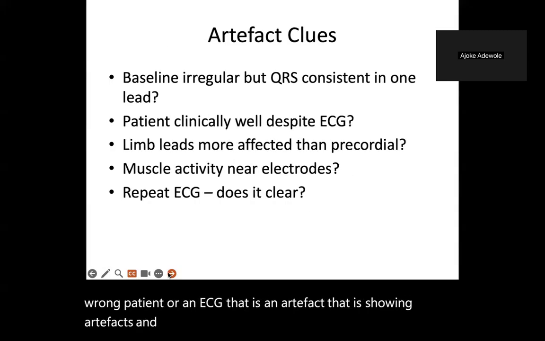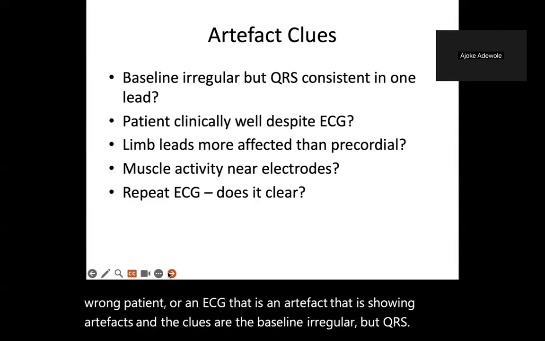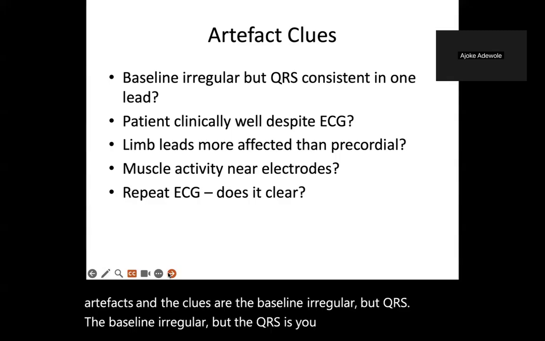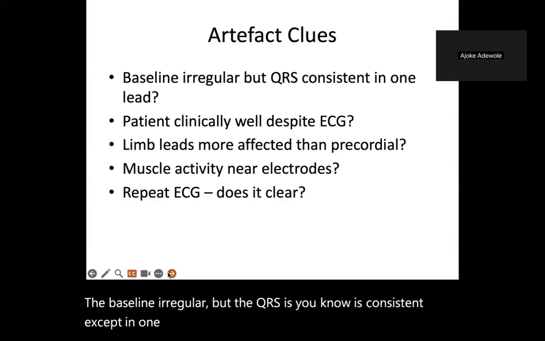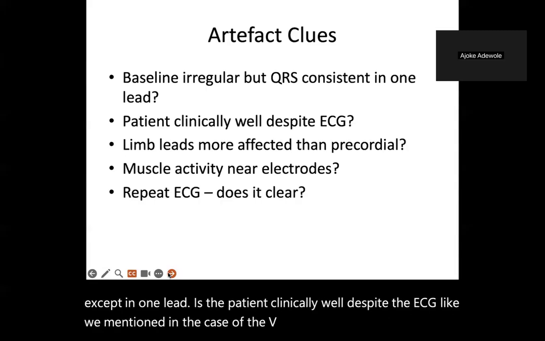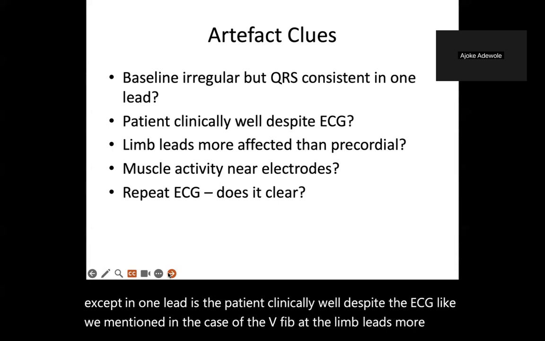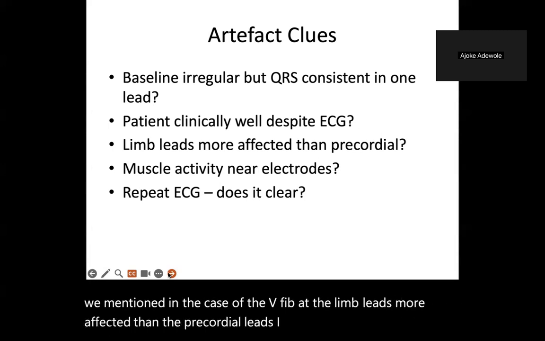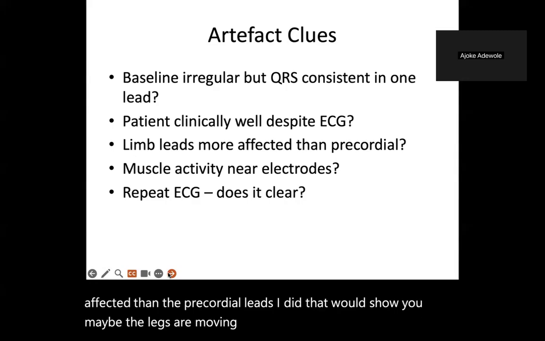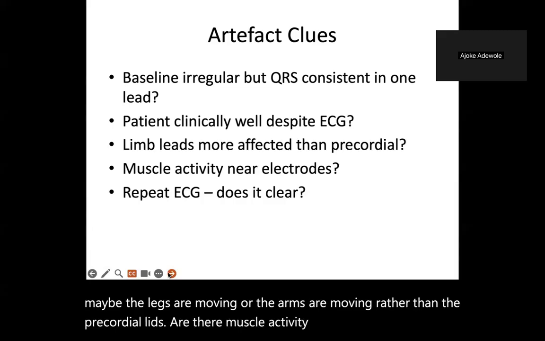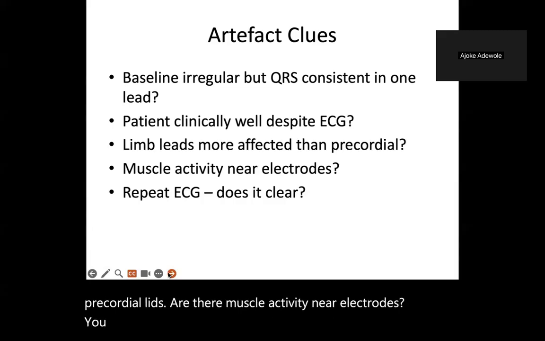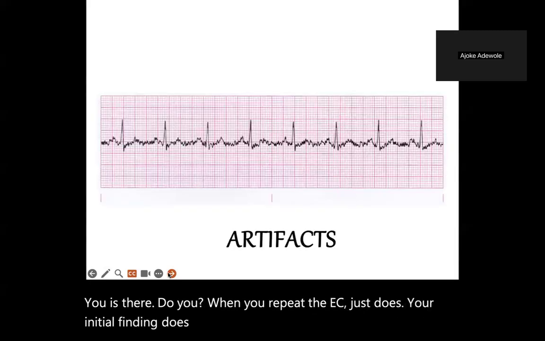The clues are: the baseline is irregular, but the QRS is consistent except in one lead. Is the patient clinically well despite the ECG, like we mentioned in the case of VFib? Are the limb leads more affected than the precordial leads? That would show maybe the legs or arms are moving. Is there muscle activity near the electrodes? When you repeat the ECG, does your initial finding clear up?